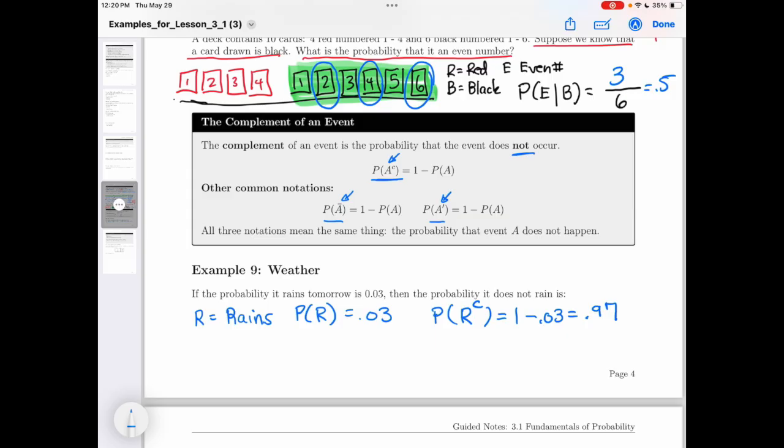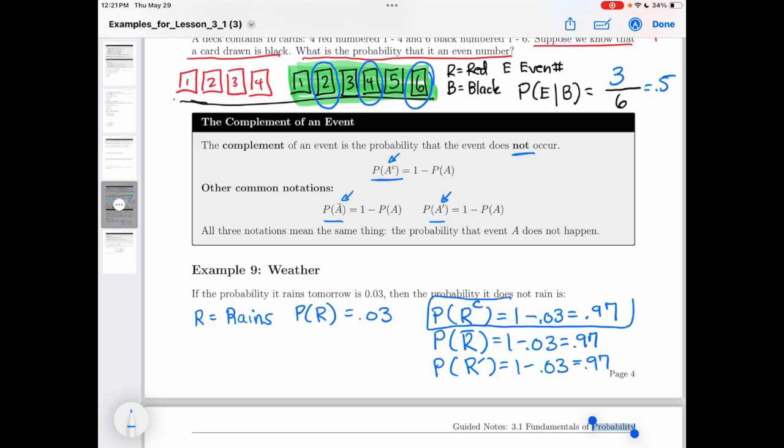Now remember, there's other ways to write that. I could have written it like this. Or I could write it like this. All different notations for saying the same thing. But I like to use this one, so that's what I'm going to try to stick with.